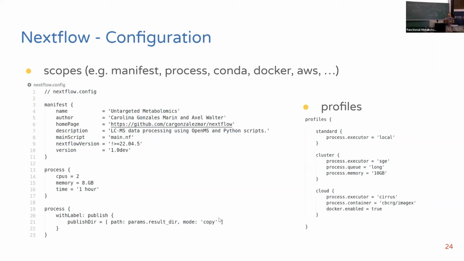Configuration is a big part of these workflow management systems. And in Nextflow, we have so-called scopes. For example, one of them is manifest, where you would enter all the details of your workflow, who has written it, where information about it is, and so on. Another important one is the process scope. Here, you could allocate resources globally for all the processes that are run. Or down there, I specified that for the processes that have the label publish, we want to have a publish directory.